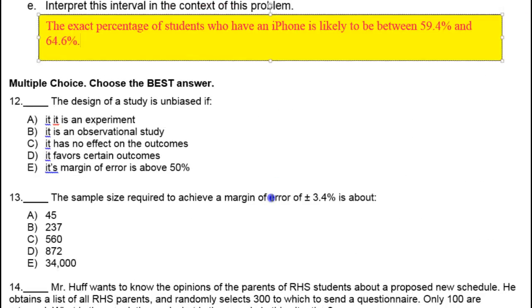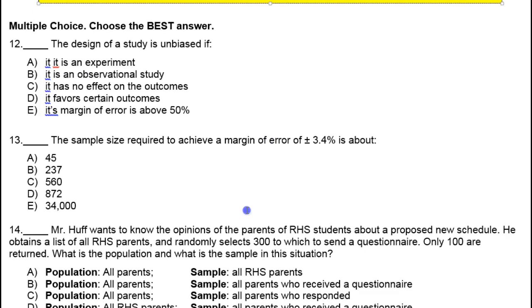Okay, just a couple more left. Yeah, let's just wrap this up. So, all right, number 12. The design of a study is unbiased if, all right, I'm going to pause the video, but I want you to show me on your fingers which one of these letters you think it is. We'll use 1 finger for A, 2 for B, 3 for C, etc. So the answer should be C.